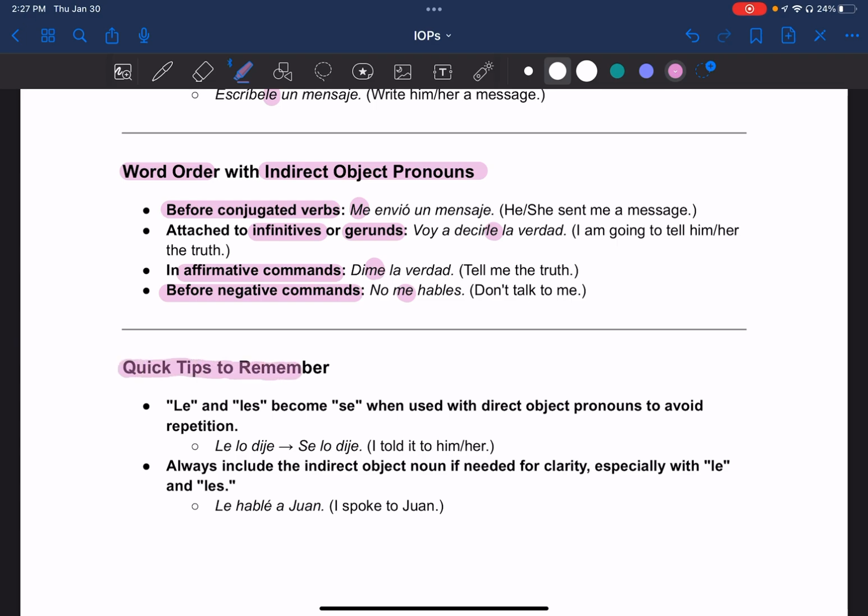A few quick tips to remember. Le y les becomes se when using both indirect object pronouns and direct object pronouns together to avoid repetition. Por ejemplo, le lo dije changes to se lo dije to avoid the double L repetition. And we can always include indirect object nouns if needed to clarify something, especially when we're using the indirect object pronoun le y les to further clarify or emphasize. Por ejemplo, le hablé a Juan.